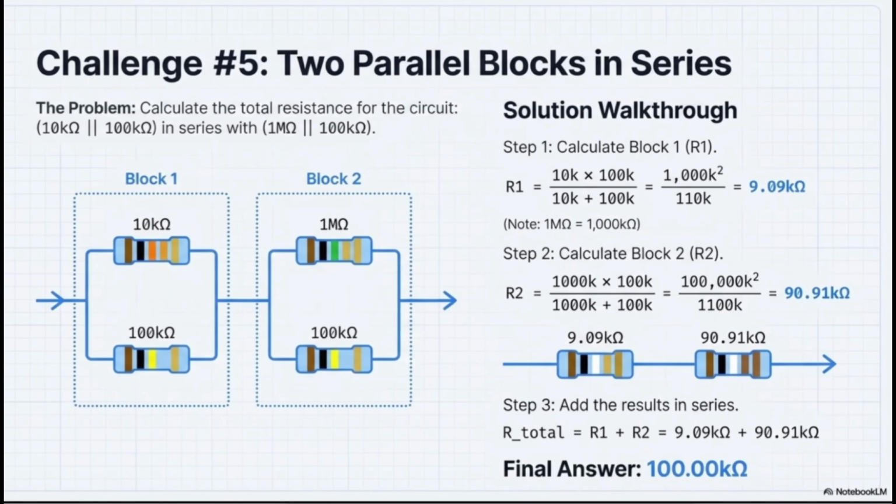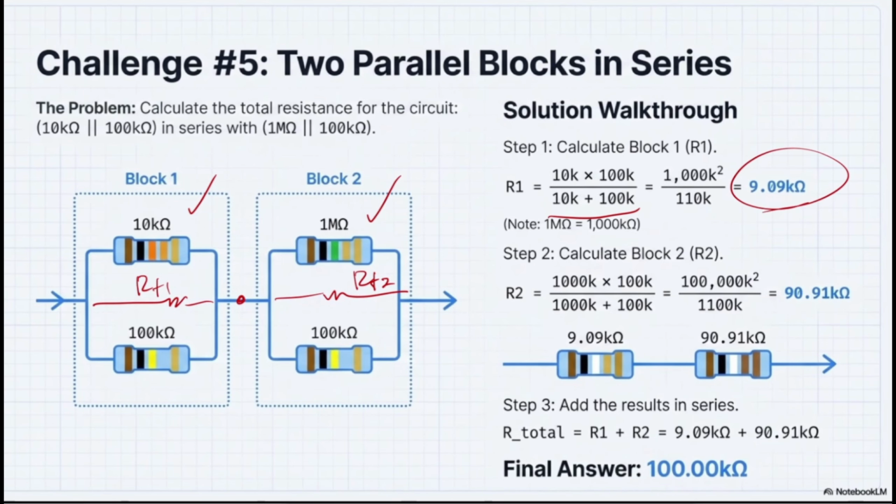What would happen if we do have two parallel blocks in series? Again, the story is not that hard. The very first thing you have to do is find the parallel of 10K and 100K. Then find the parallel of 1 meg and 100K. And then if you find R total, for example, this one is RT2 and this one is RT1, just add them up. Simple, right? So what is R1? R1 is 10K times 100K divided by 10K plus 100K. You do have something like this.